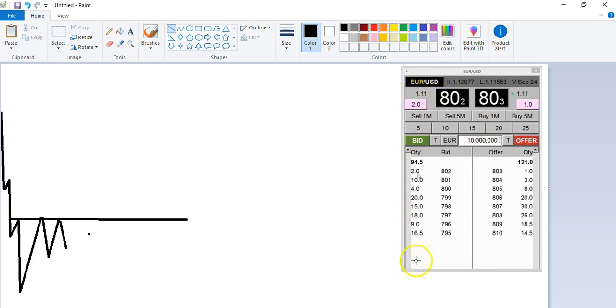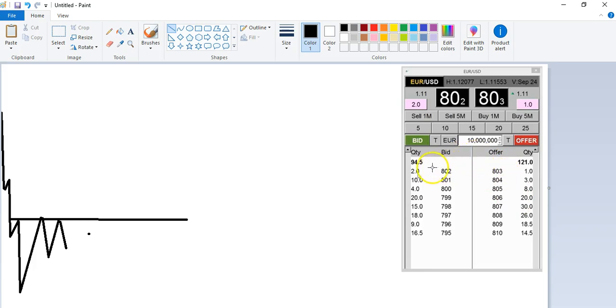Right here is a typical example of a level 2 order book. These are actually in millions, but we're going to leave them in hundreds as they are. This is the bid, the price at which the market is willing to buy from you, and the price at which you want to sell to the market. And this is the offer, the price at which the market is willing to sell to you, and the price at which you want to buy.